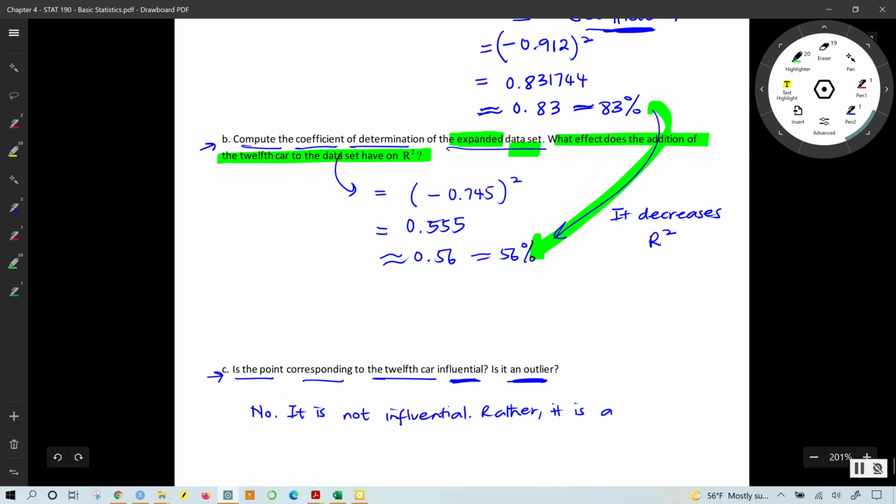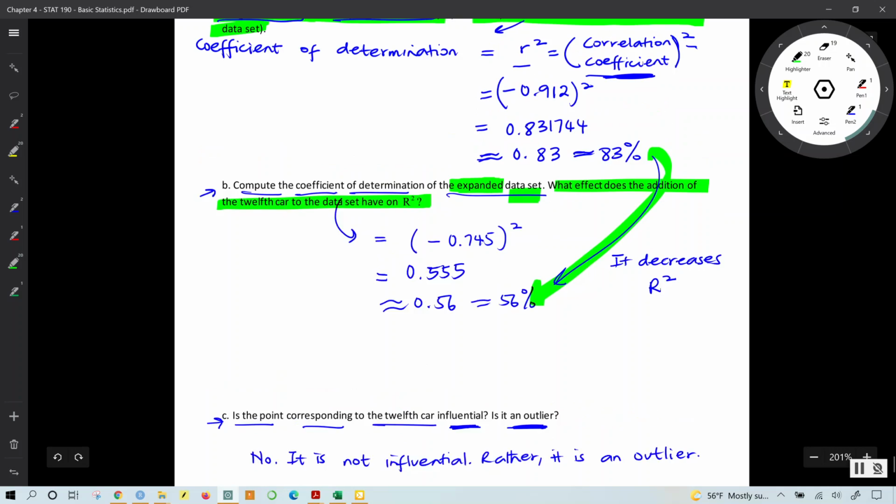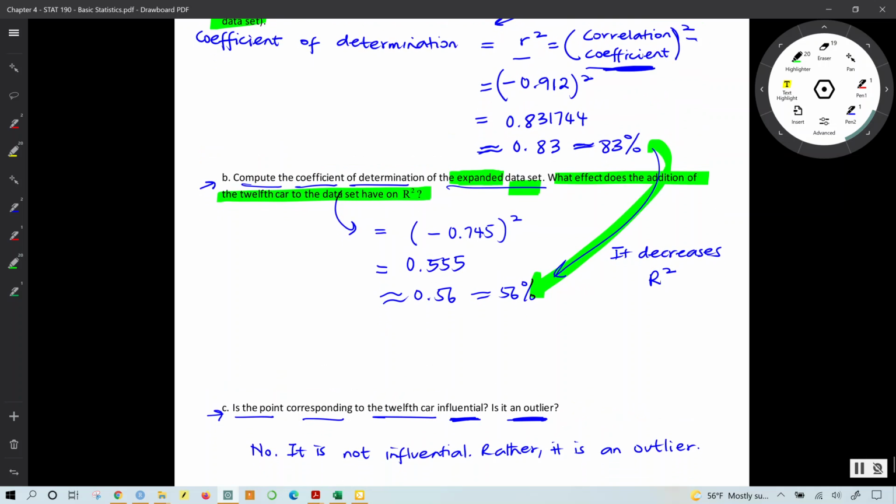It is an outlier. That is what it is. That's what an outlier does to the coefficient of determination. It can have a significant effect on it, which indicates that the coefficient of determination is not robust. It is not a robust statistic.